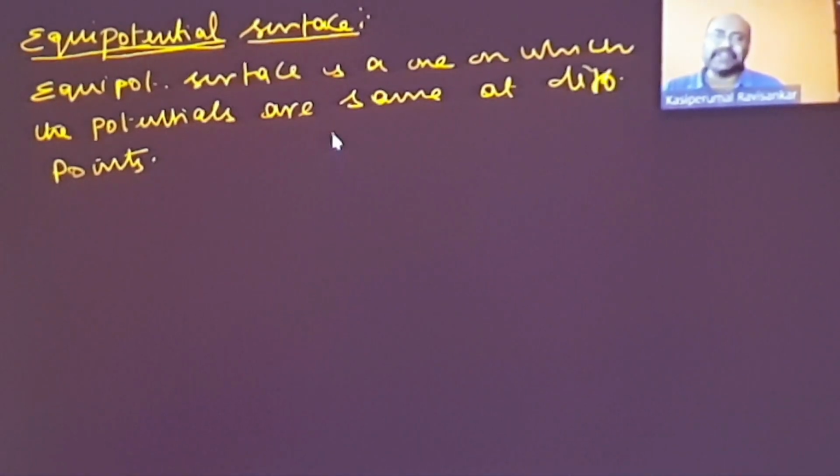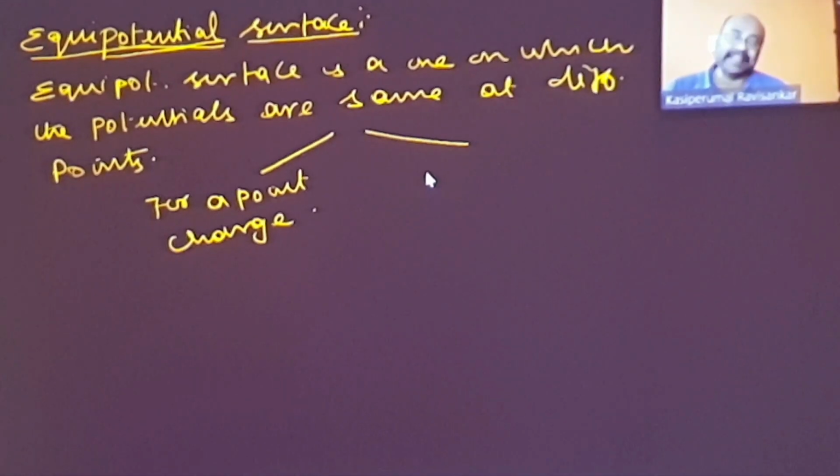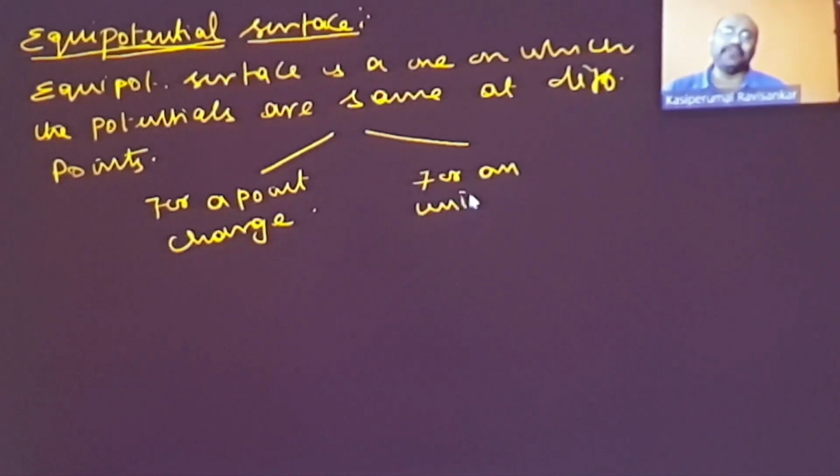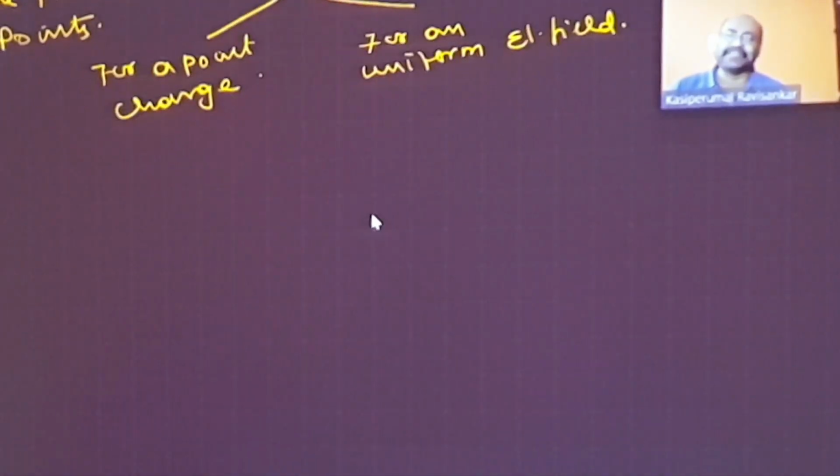We are going to study the equipotential surface in two cases. One, for a point charge: how will the equipotential surfaces be? Similarly, the second one, for a uniform electrical field: how will the equipotential surfaces be? These two we are going to study today, and also the properties of equipotential surfaces.